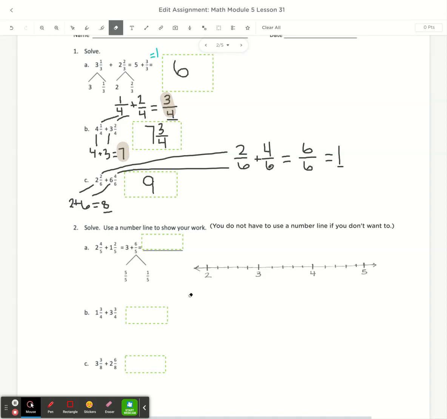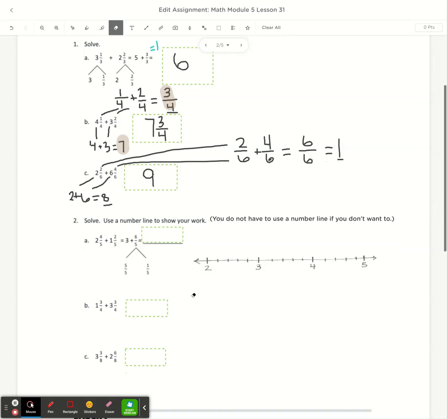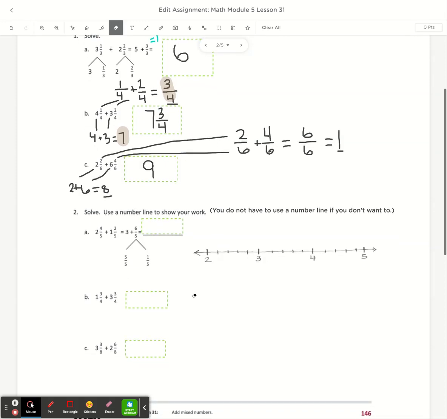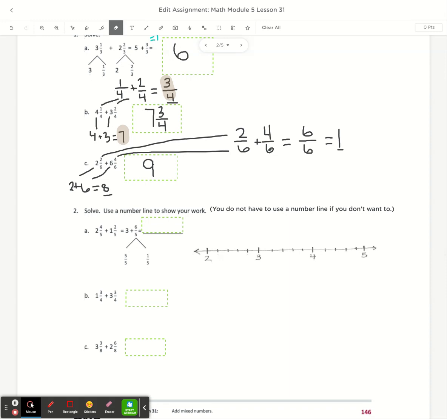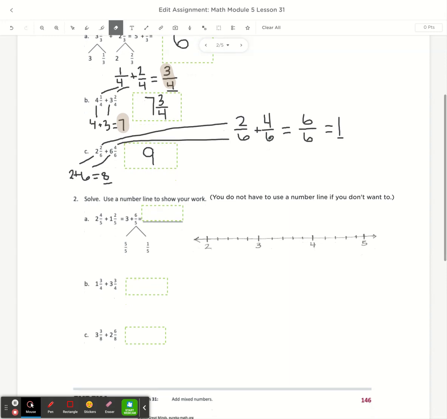Now for number 2, it is telling us again to solve and use a number line to show your work. You can definitely use a number line to show your work if you would like to, but you do not have to. I will show you as an example for number 2, part A, but from then on, I'm just going to add the fractions together. So let's look at number 2, part A.